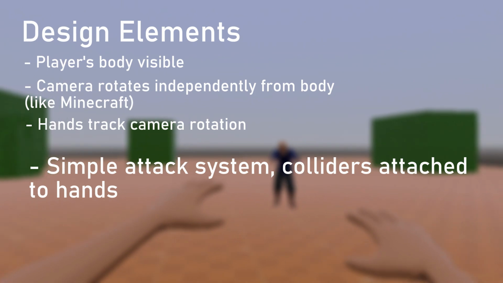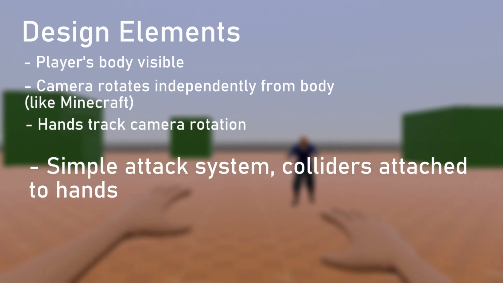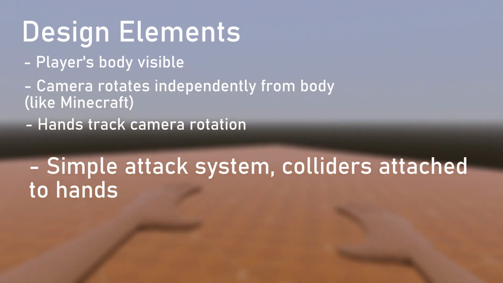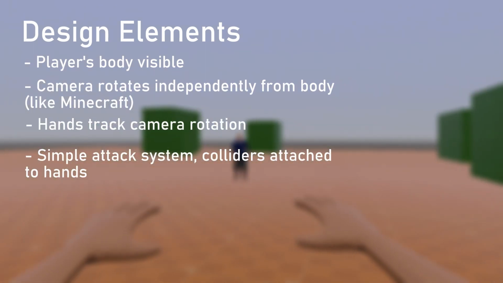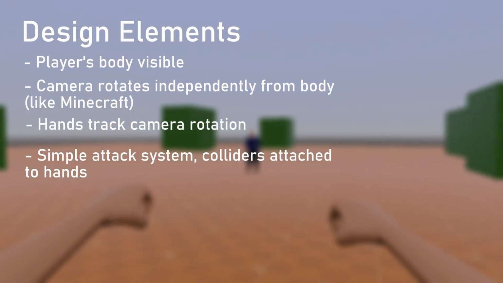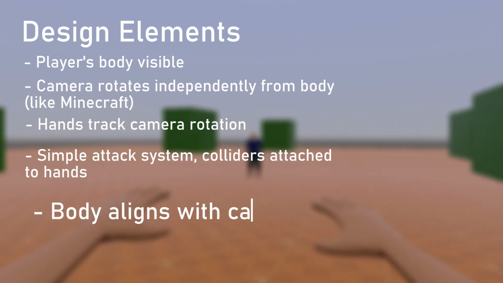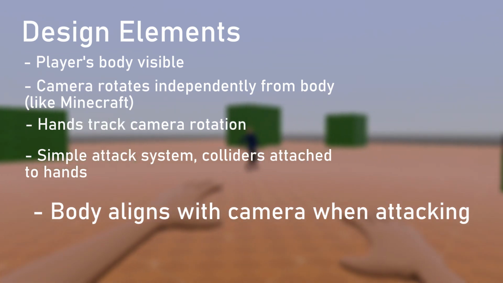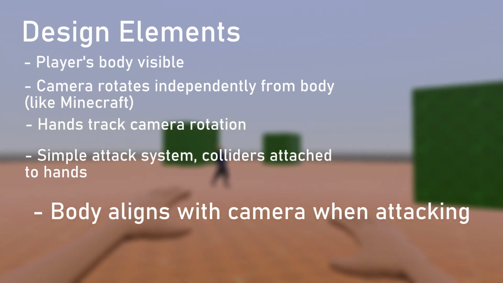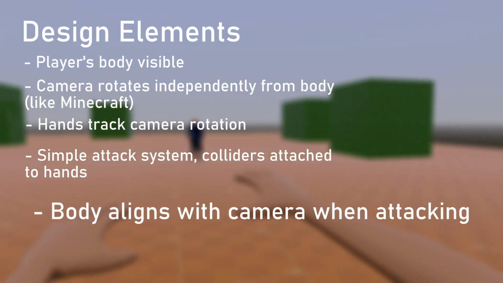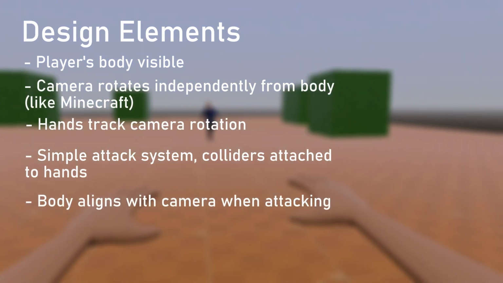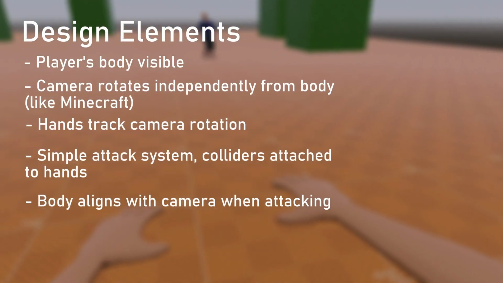It'll detect hits by enabling colliders attached to the hands when the punch animation is triggered using animation events. And lastly, because of the way the camera rotates with the body, I want the body's rotation to quickly align with the camera's rotation when a punch is triggered. This way, I'll only have to create punch animations going up, down, and directly forward for the animation blend space, and I don't have to worry about making left and right animations.